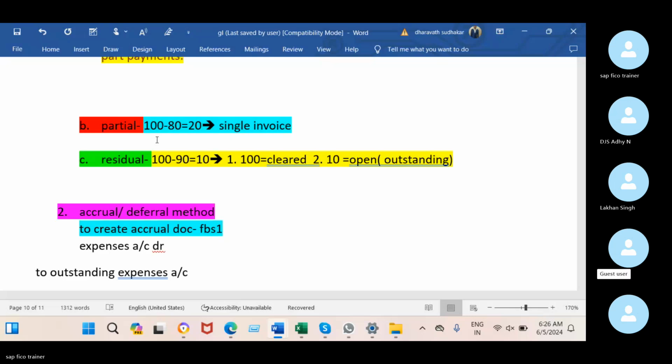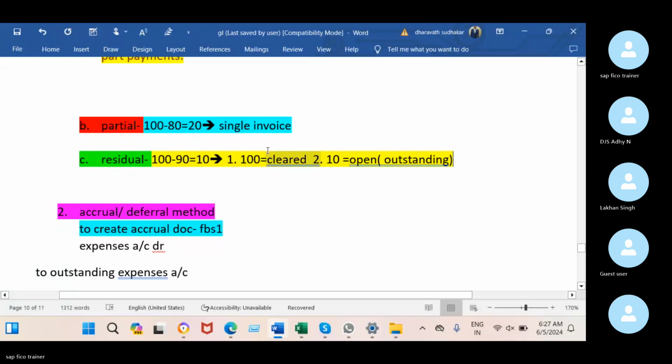I have one question. Am I audible? Yeah, perfectly. If in residual we pay 90, then how come the 100 will be cleared? It will remain uncleared, no? 10 is nothing but outstanding only, no? I'm talking about the 100. How will it be cleared if we pay only 90? Yeah, in this particular case, 90 is showing as cleared.